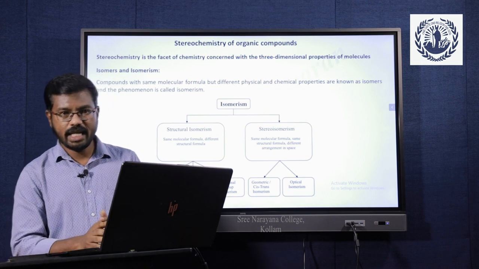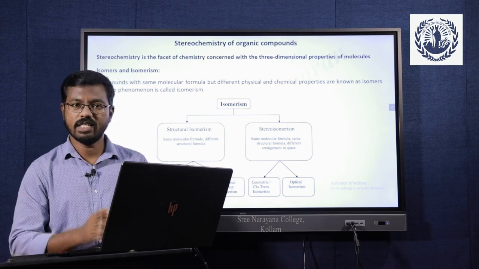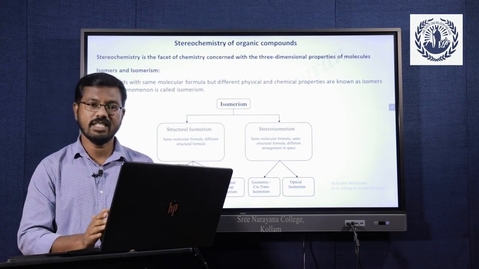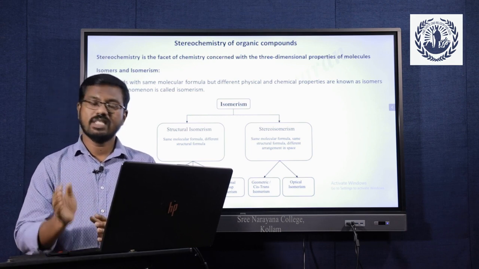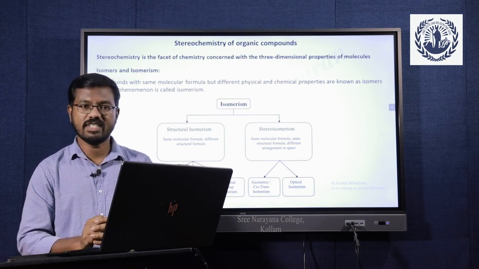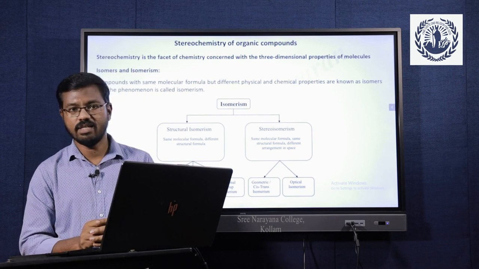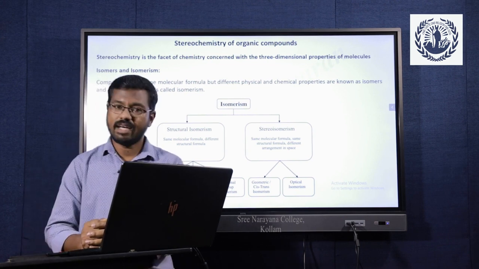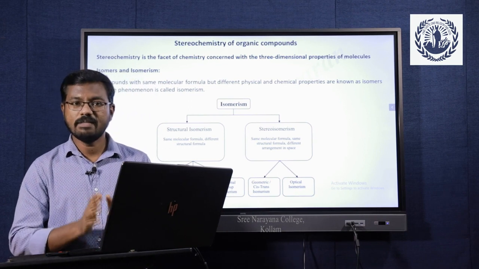Mainly, isomerism can be classified into two: the first one is structural isomerism and the second one is stereoisomerism. Structural isomerism arises due to the difference in the structural formula, whereas stereoisomerism arises due to the difference in the spatial arrangement.